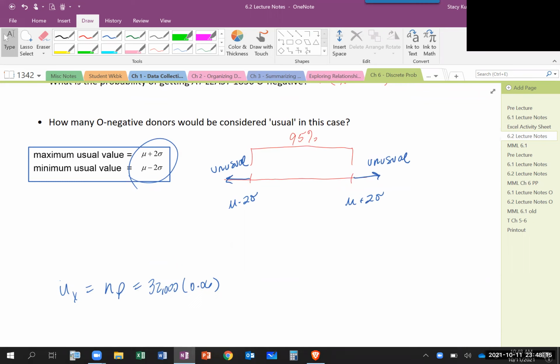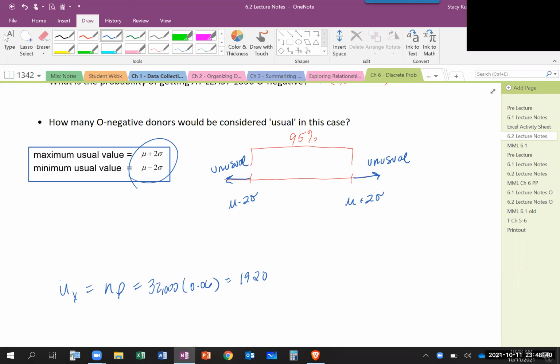All right, 1920, that is our mean. That's our expected average. If we're thinking of it in those terms, in a sample of 32,000 people, we would expect that about 1,920 of them would be O negative. That's the middle, that's the average.